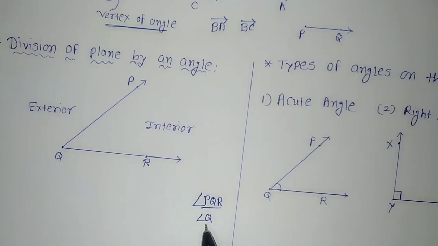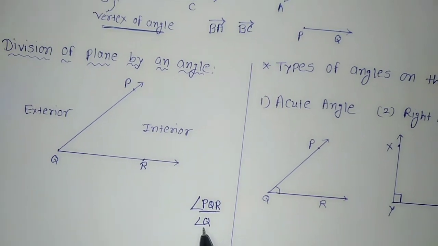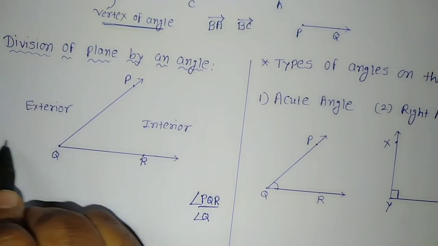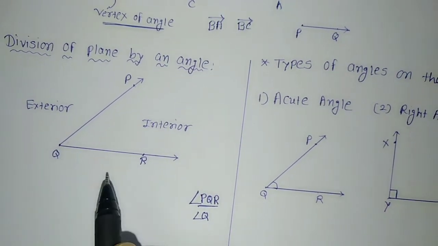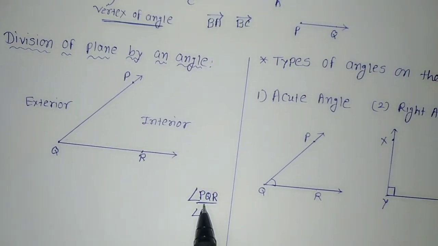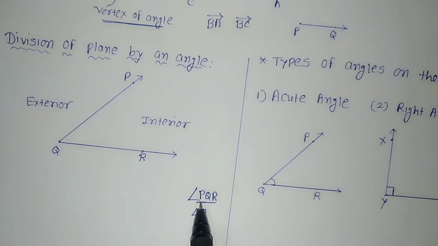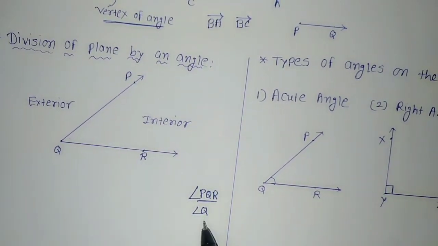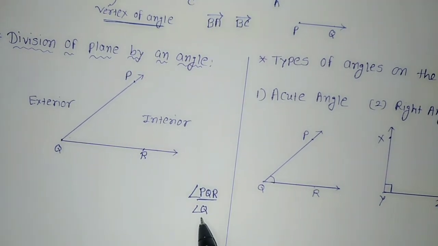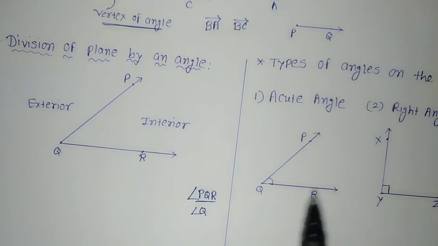But we can do this only if two angles are not forming at point Q. Suppose another two lines are there, then two angles would be formed. In that case, we give the full name, angle PQR. But here only one angle is forming, so we should write it in short, angle Q.